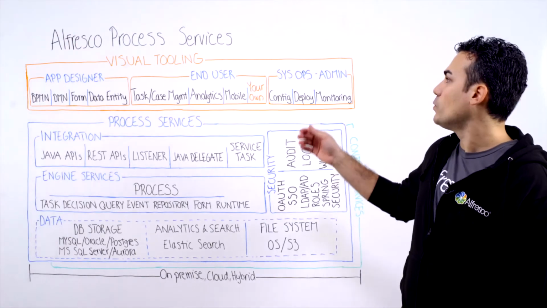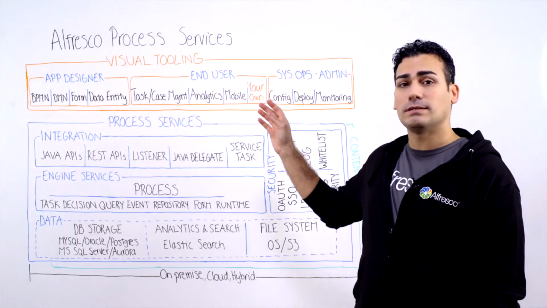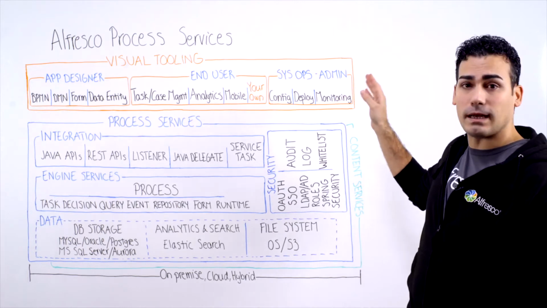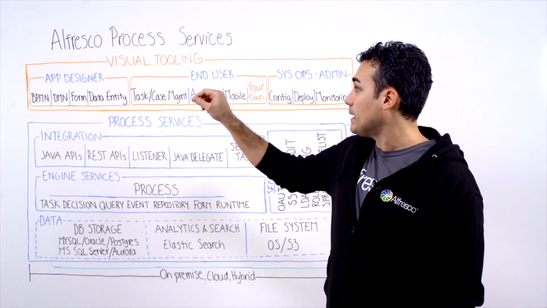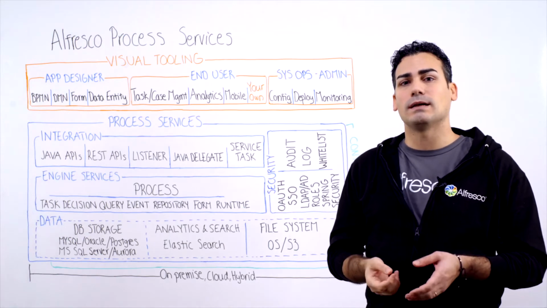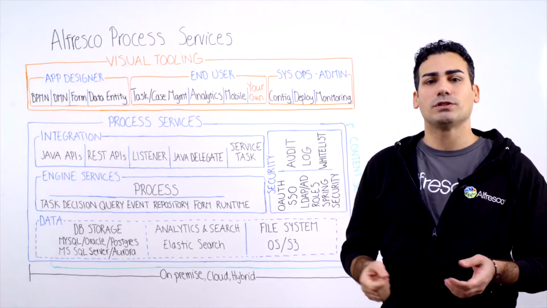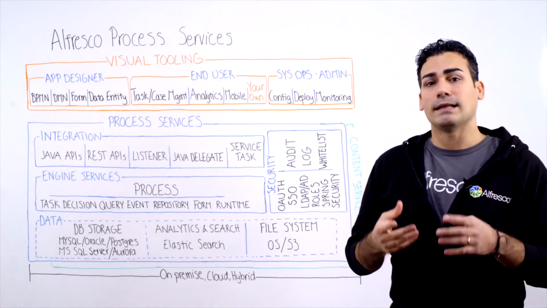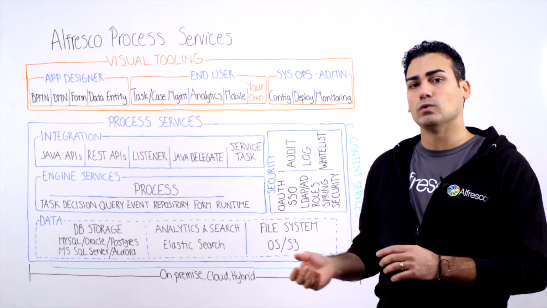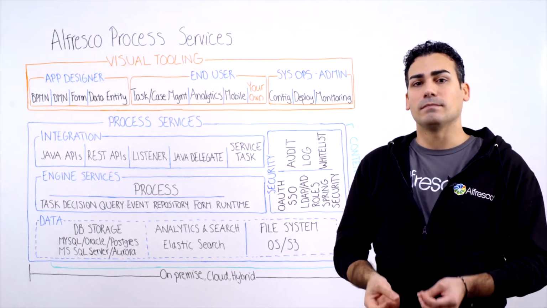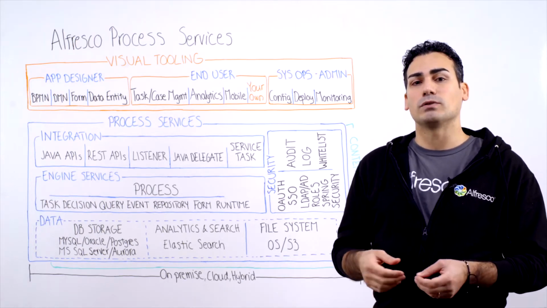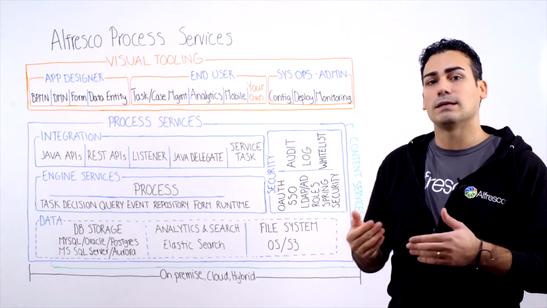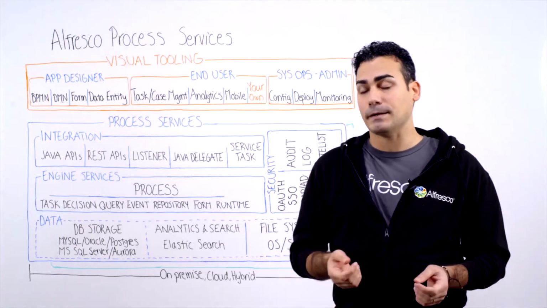On the top of the diagram, we have the visual tooling. This section is divided into three subsections: App Designer, End Users, and SysOps Admin Tools. On the left side, inside the App Designer, we have all the tools that help you create process definitions, forms, and also data that will flow inside your process. The end result of each of these tools is a standard artifact that you can import into any other tools that support the same standards that we support inside our tool, such as BPMN and DMN.